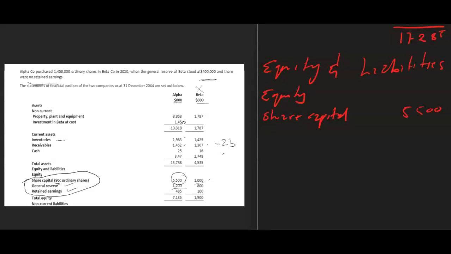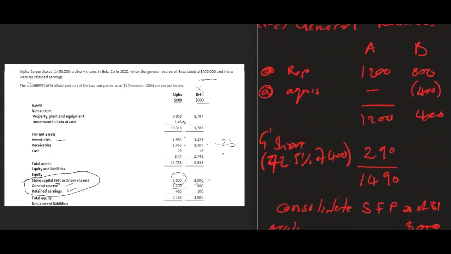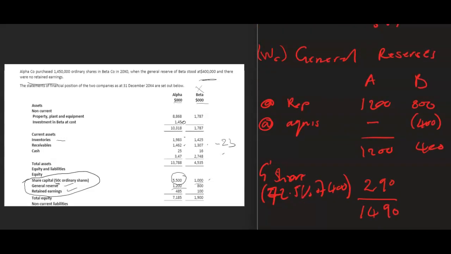Okay, then general reserves. Remember we had the calculation or a working on general reserves, right? What was our working on general reserves? What did we find on general reserves? Okay, general reserves we had 1,490. If we want, we can just go back to our calculation for general reserves, and that was our general reserve value.